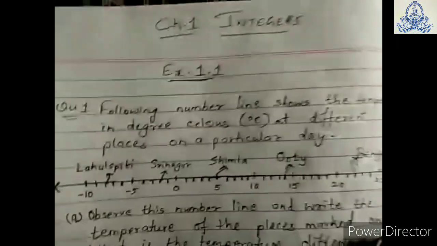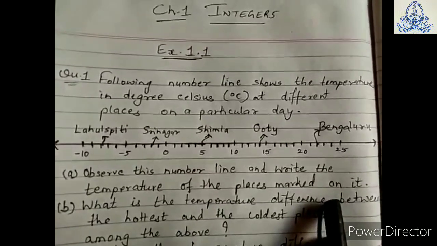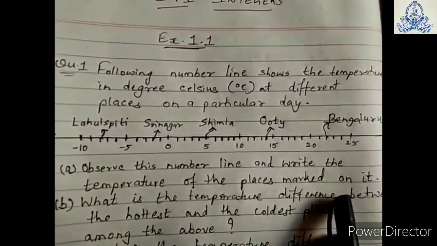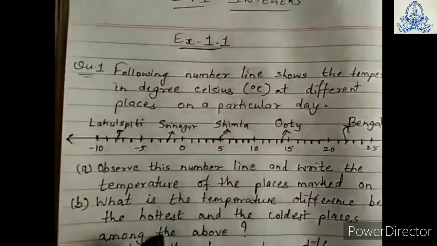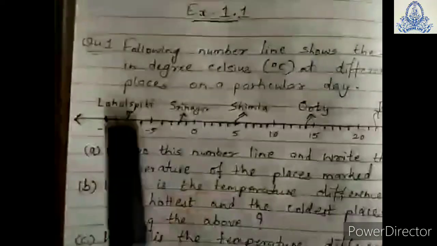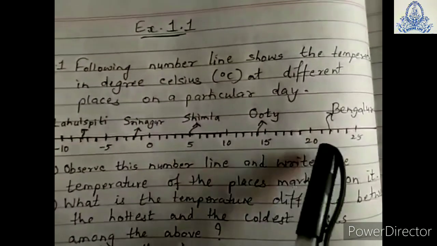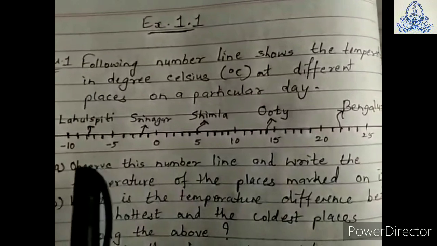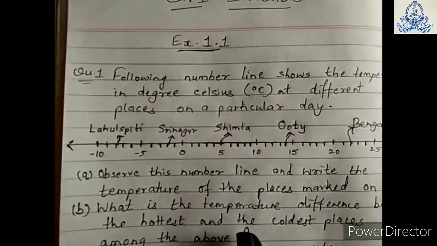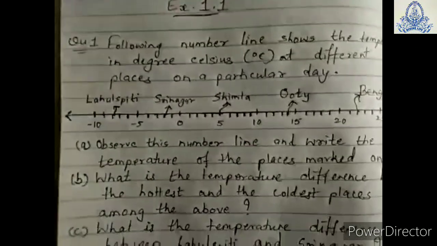The first question given is: the following number line shows the temperature in degrees Celsius at different places on a particular day. The cities' names are given on the number line: Lahaul Spiti, Srinagar, Shimla, Ooty and Bangalore. They have marked the places and the degrees on the number line, and according to that they have asked the questions.